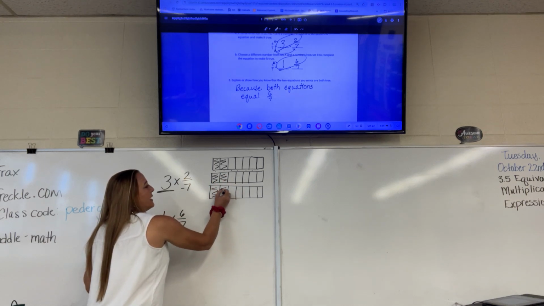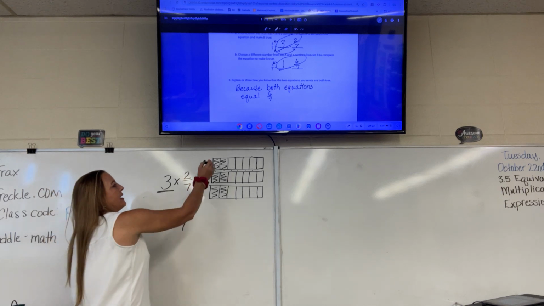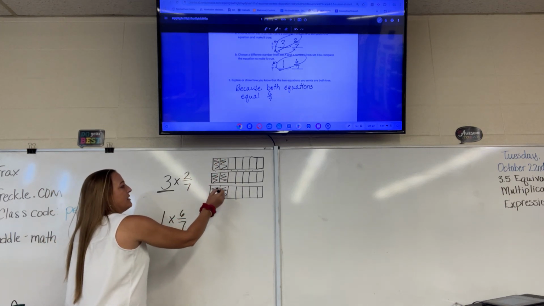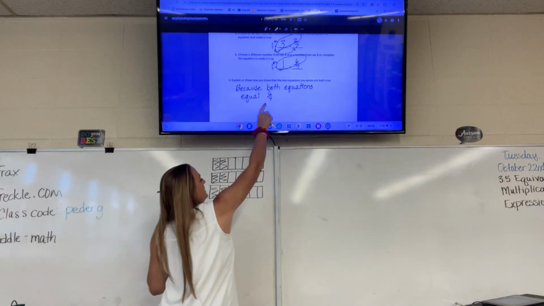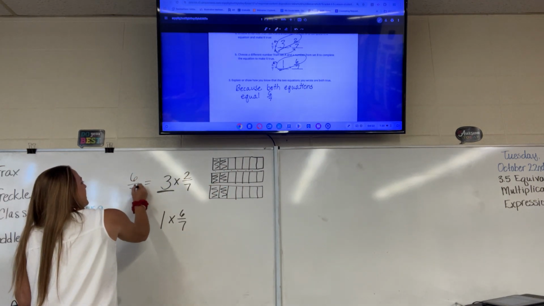All together, when I make that diagram, how many 7th size pieces do I have? 1 seventh, 2 sevenths, 3 sevenths, 4 sevenths, 5 sevenths, 6 sevenths. Okay? So equals 6 sevenths.